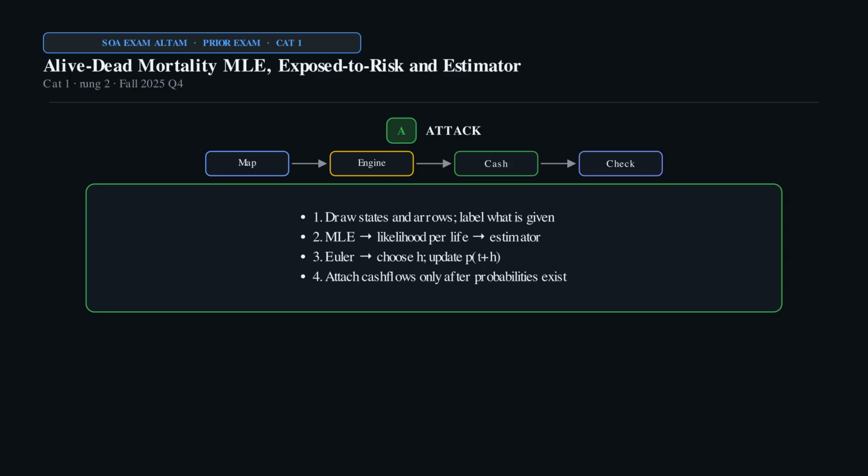Step 3: Euler, choose h. Update P(t + h). Step 4: Attach cash flows only after probabilities exist.